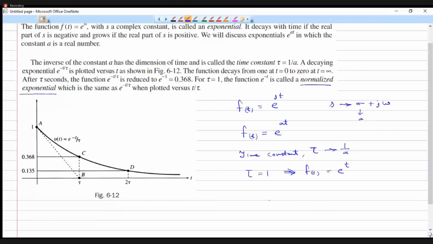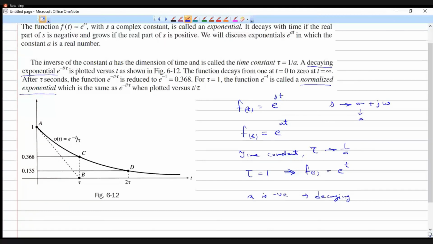Another situation is when a is negative. a can be positive or negative real values. So when a is negative, it is called a decaying exponential function. See, here it is written, a decaying exponential function. So decaying.